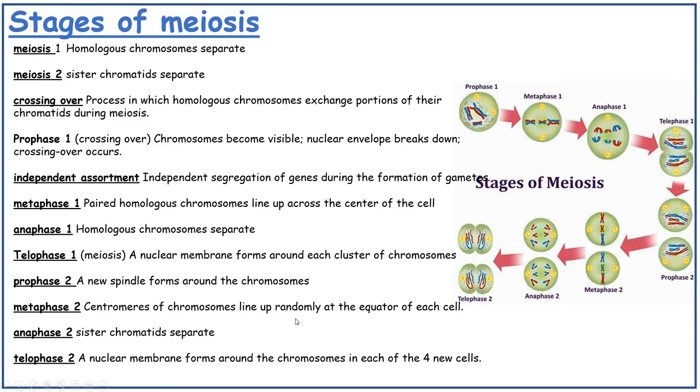Metaphase 2: centromeres of chromosomes line up randomly at the equator of each cell. Anaphase 2: sister chromatids separate. Telophase 2: a nuclear membrane forms around the chromosomes in each of the four new cells.